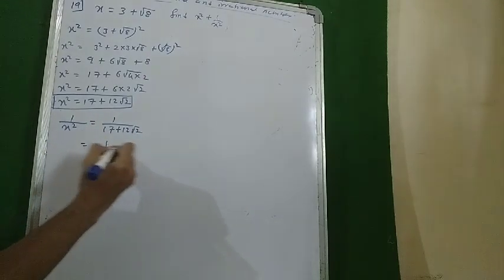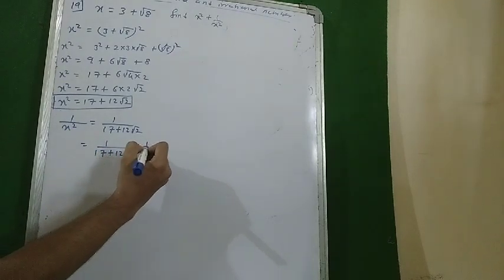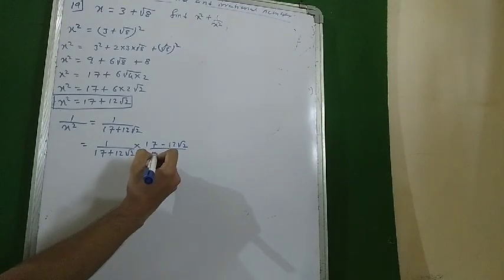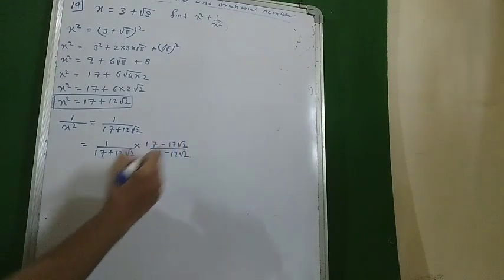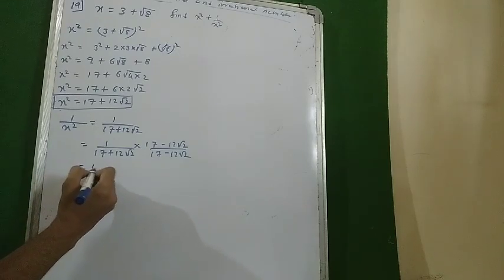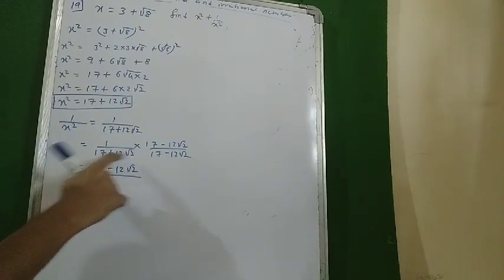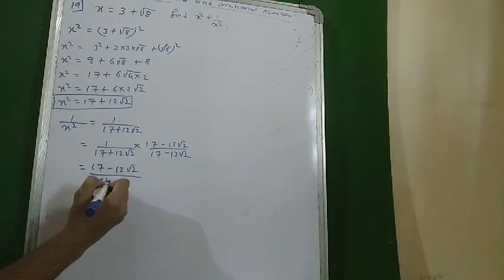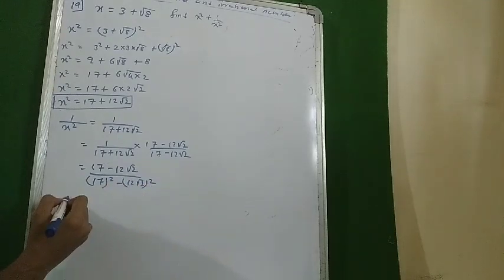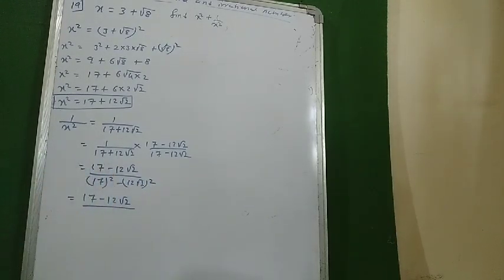To solve this, 17 plus 12 root 2, multiply by 17 minus 12 root 2 upon 17 minus 12 root 2. I rationalized with the change in the sign. In the numerator we have 17 minus 12 root 2. In the denominator, a plus b times a minus b is a square minus b square. So 17 minus 12 root 2 upon 17 square.